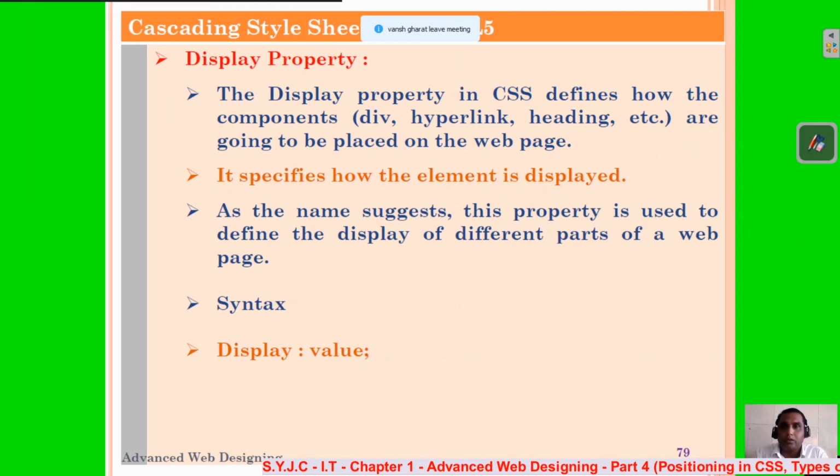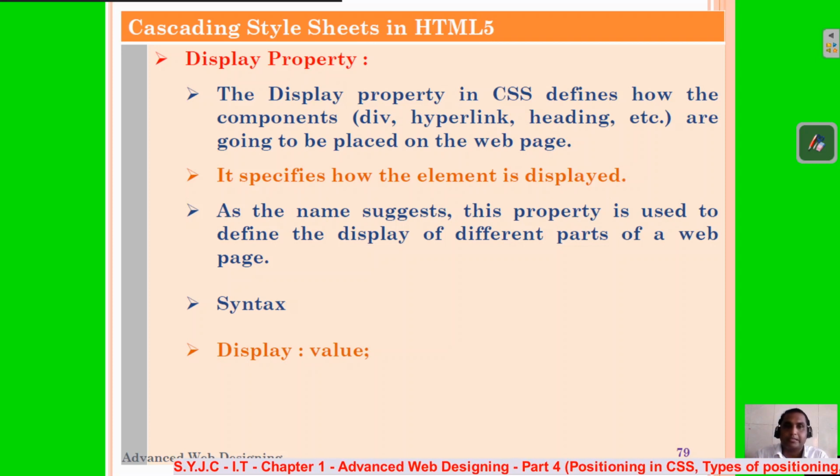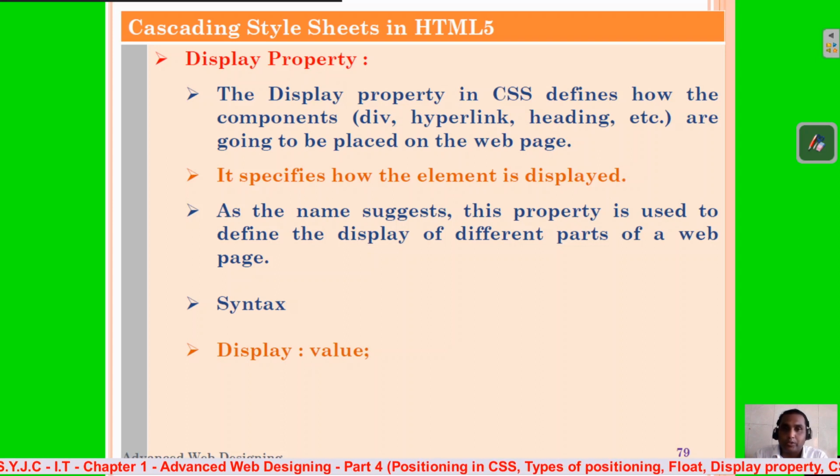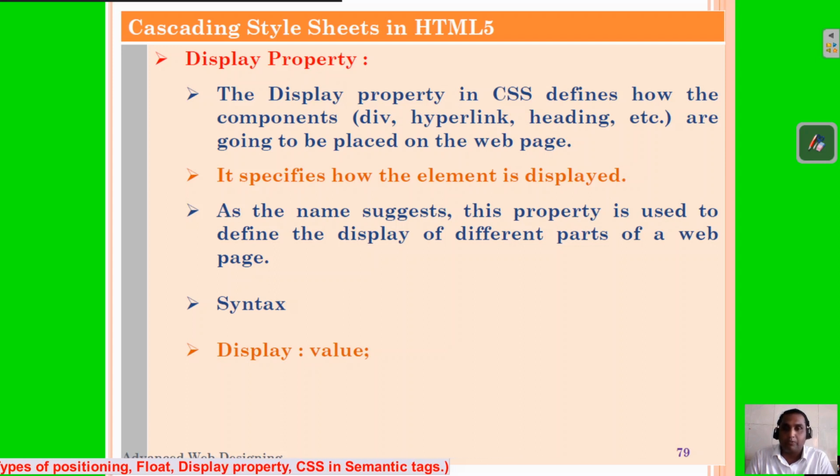Display property. All of you, display property in CSS defines how the components, which components, div component, hyperlink, that is anchor tag, heading, are going to be displayed on the web browser. How are they displayed? It specifies how the element is displayed. Okay, we'll see that with an example. As the name suggests, this property is used to define the display of different parts of a web page. Okay, let us see an example.